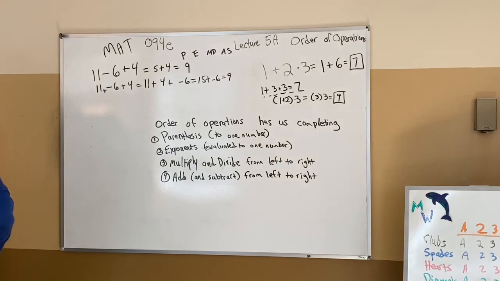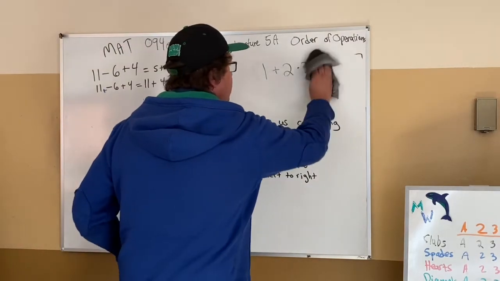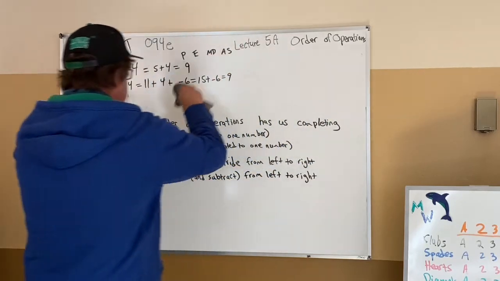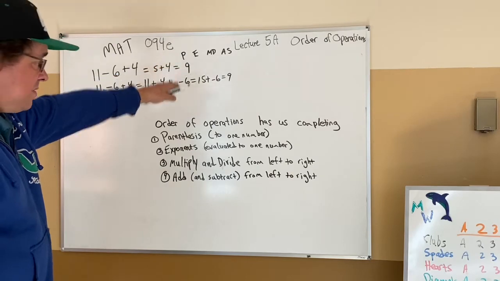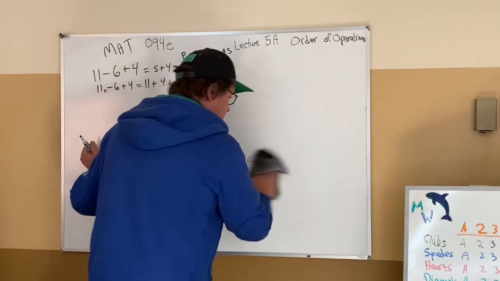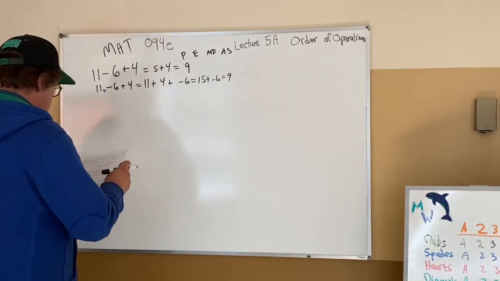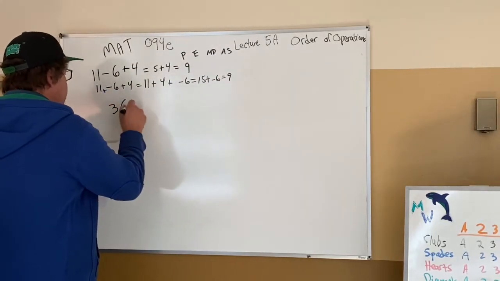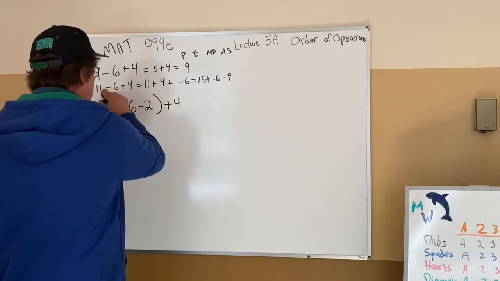All right, I want to go with this now. Take down some of this. PEMDAS is representative of what we have here in our notes. I've kept the PEMDAS up there. I'm going to get some space for us to work with. All right. Next one I want to do is 3 parentheses 6 minus 2 plus 4.